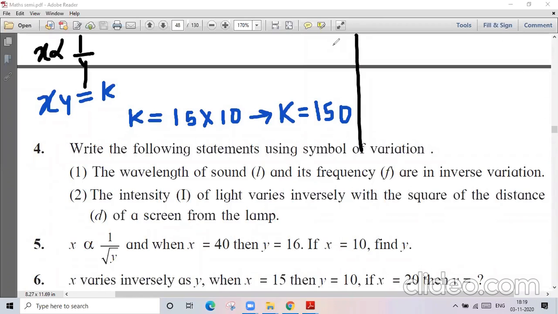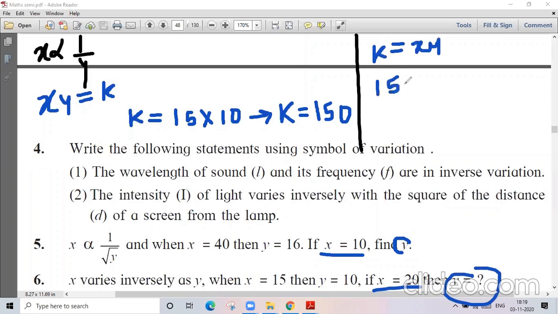Then, if x is equal to 20, we have to find out y. What is x? x is equal to 20, and k is 150. We have to find out y. So divide, and you'll get the answer.